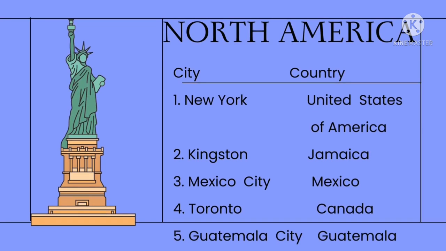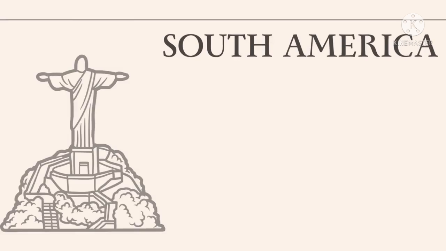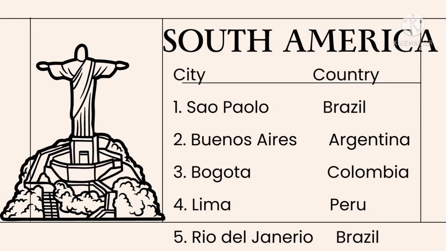North American cities include New York, it's found in the United States of America. Kingston is in Jamaica. Mexico City is in Mexico. Toronto is in Canada. Guatemala City is in Guatemala. So these are the cities in North America. Okay, so when you're asked to say some cities in North America, you will have New York to start with.